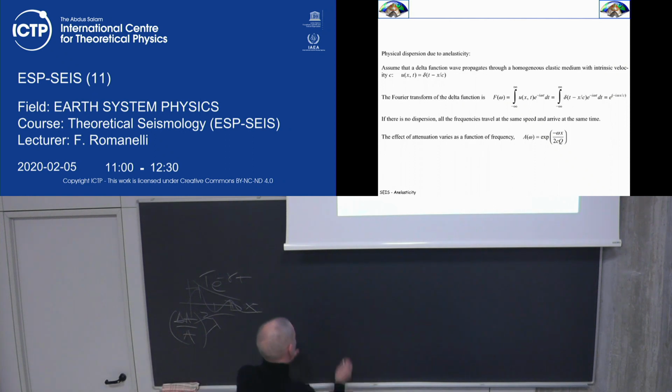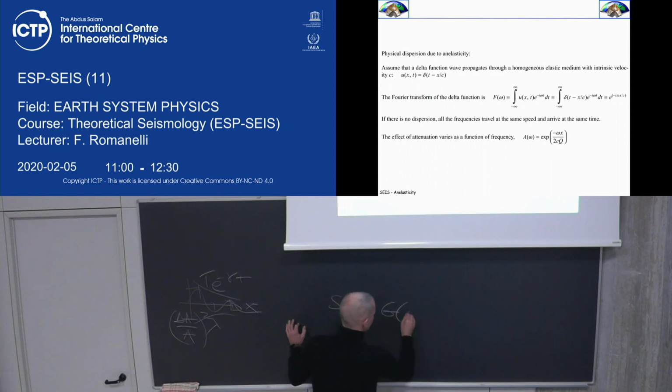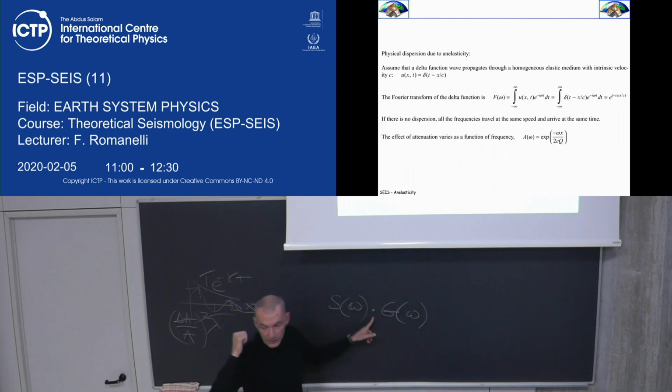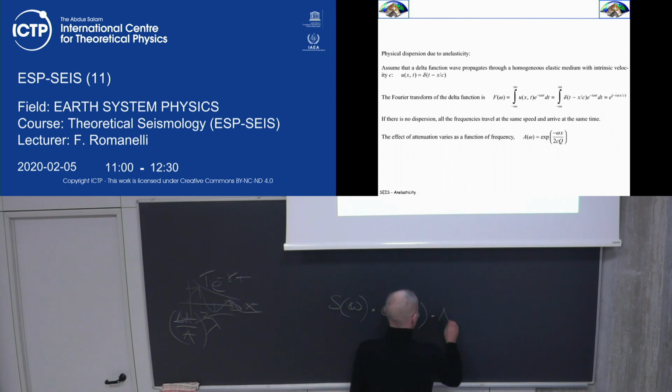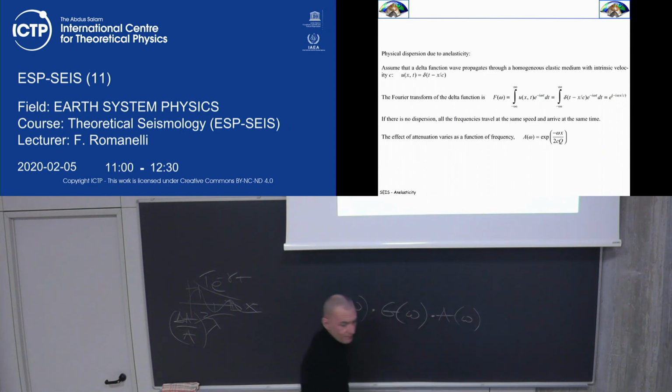Okay? To take it simple, source term, let's put in omega. Green's function term, convolution in time domain becomes a product in the frequency domain. Now we have another one. That's called anelasticity. Actually, it should be embedded here.